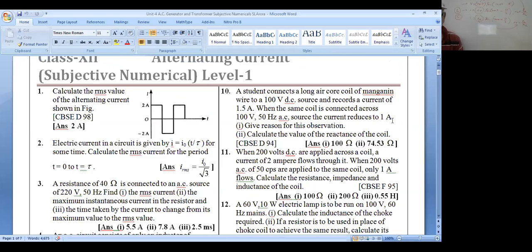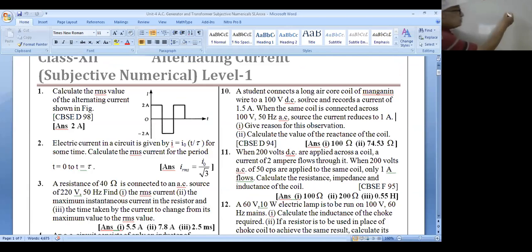I have taken these questions just to give you ideas how to solve the numerical problems. Say question 10. If you can see question 10: a student connects a long air core solenoid. Air core solenoid means there is no magnetic material inside. That is called air core.